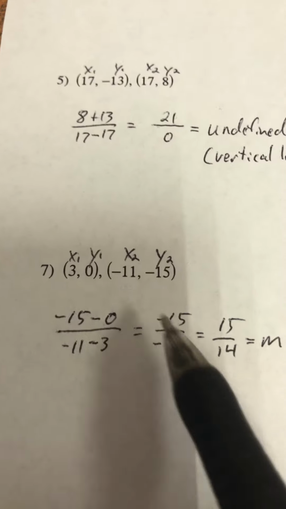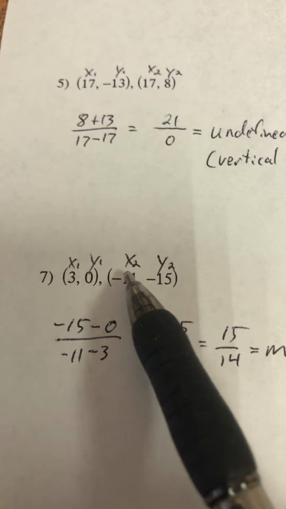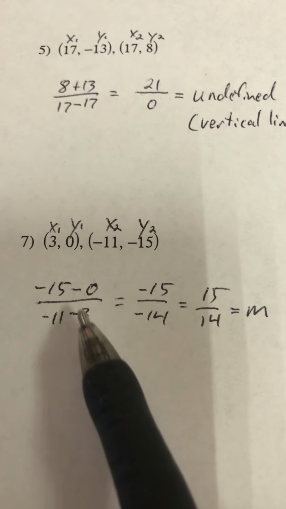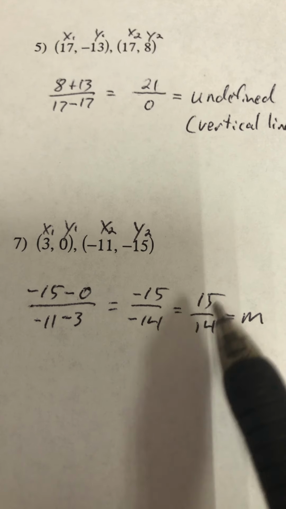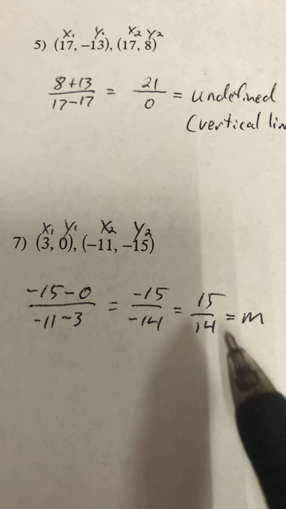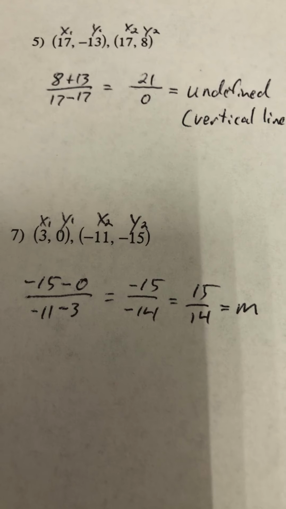And then number 7, I have my x and y's, my first set, and then I have my second set, x and y. I plug those into the problem. I end up getting 2 negatives again, and so that makes a positive. 15 over 14 is my slope for number 7.